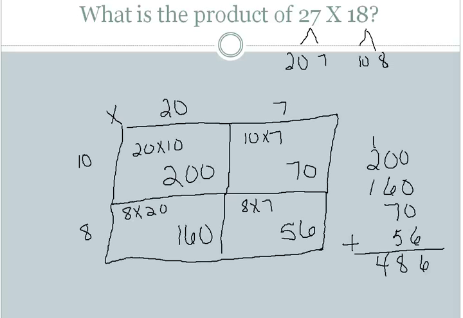Good job. All right, one more practice problem. What is the product of 27 times 18? You need to draw the boxes this time and you need to fill it in. Pause the video and do that and answer the problem, and then come back and let's see if you got the correct answer. All right, I hope you came up with the answer of 486. If you did, you have got the box method and you are doing great.